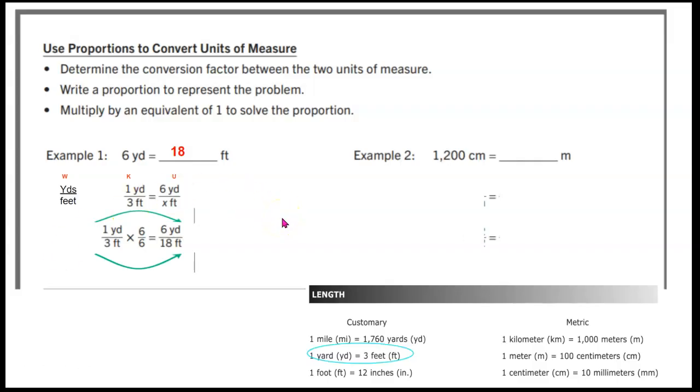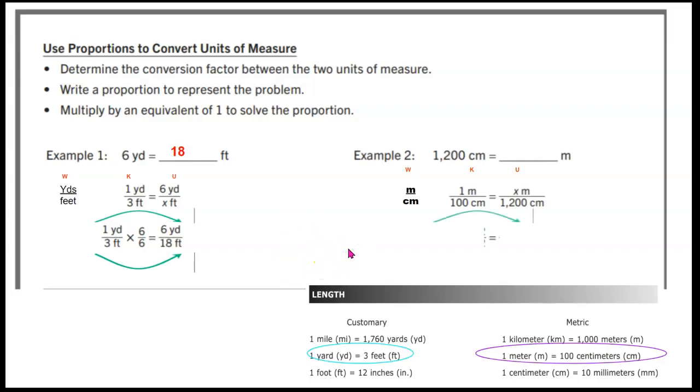Example 2, 1,200 centimeters is equal to how many meters? If we look at our reference materials, we realize that 1 meter is equal to 100 centimeters. Using WKU, our word ratio is going to be meters over centimeters. Our known ratio is from our reference materials. 1 meter is equal to 100 centimeters. And our unknown ratio is going to be X meters is equal to 1,200 centimeters.